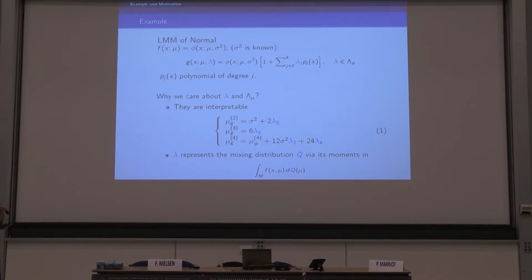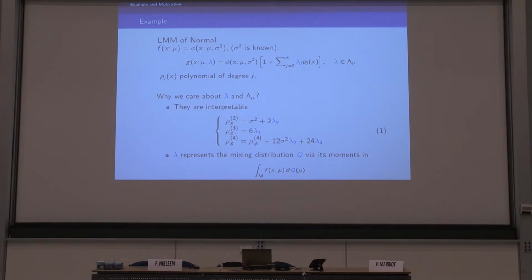And if we fix K, which is called the order of a local mixture model, at 4, now I want to just argue why these lambdas on these parameter spaces are important. The lambdas are not just nuisance parameters, they have a nice interpretation. For example, lambda 2 contributes to the variance. These terms are the central moments of the extended model. If lambda 2 is positive, we have an over-dispersed model. If it's negative, we have a lower-dispersed model.